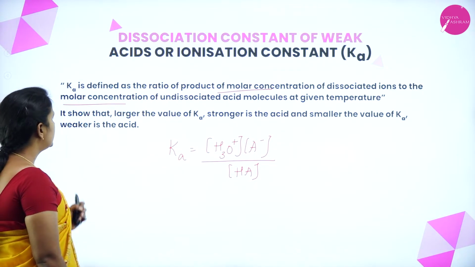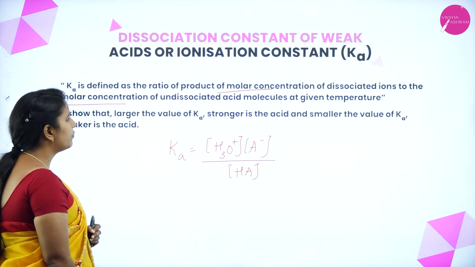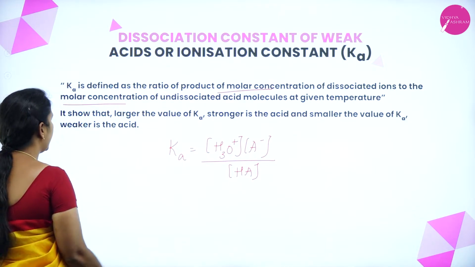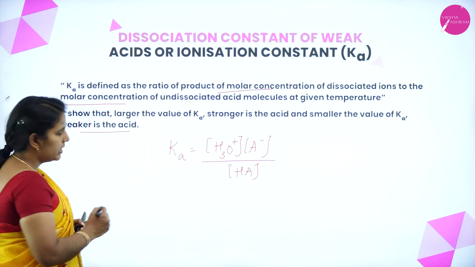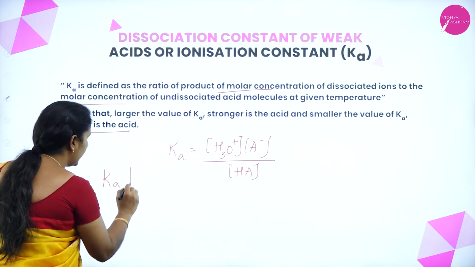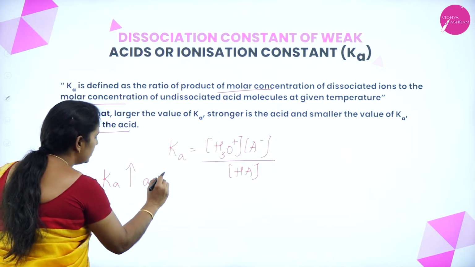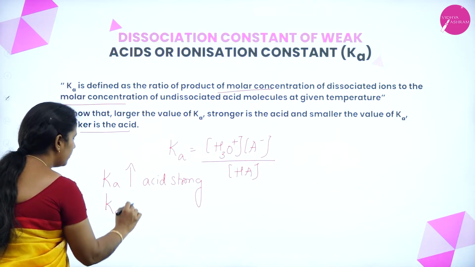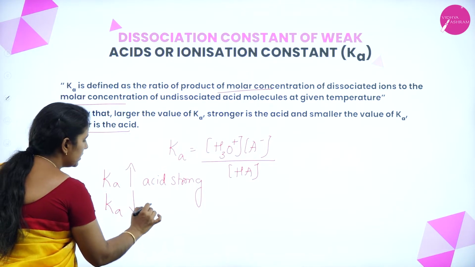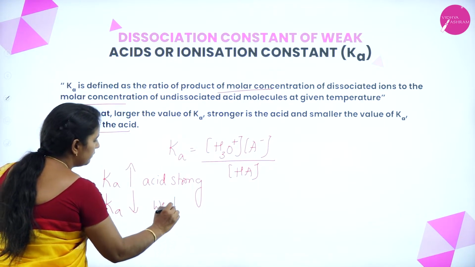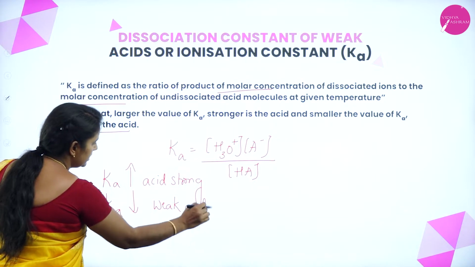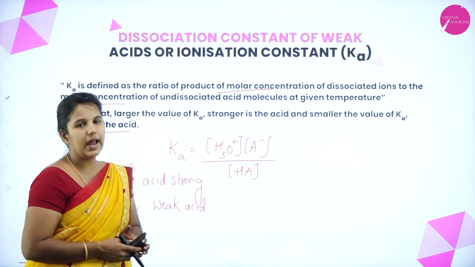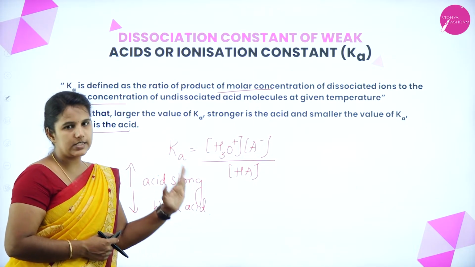This shows that the larger the value of Ka, the stronger the acid, and the smaller the value of Ka, the weaker the acid. If the Ka value is high, then the acid is strong. If the Ka value is very low, then it is a weak acid. This is how we can understand the dissociation constant of the weak acid. Hope you understood this derivation.